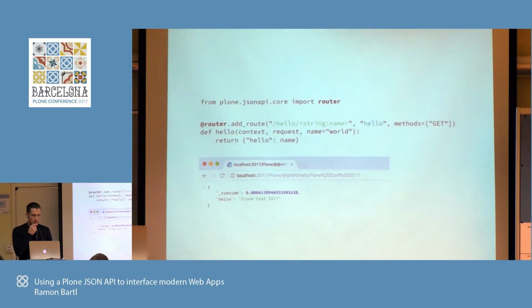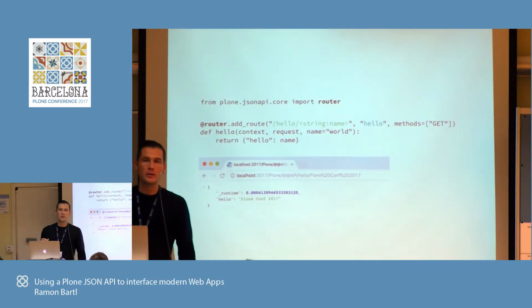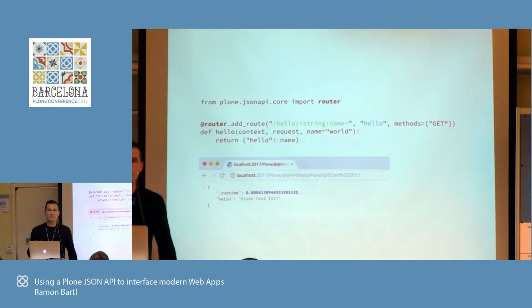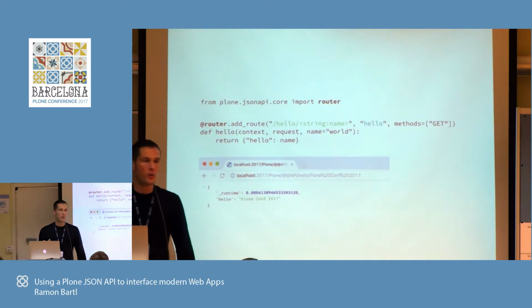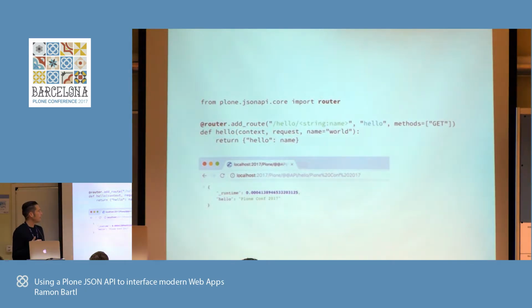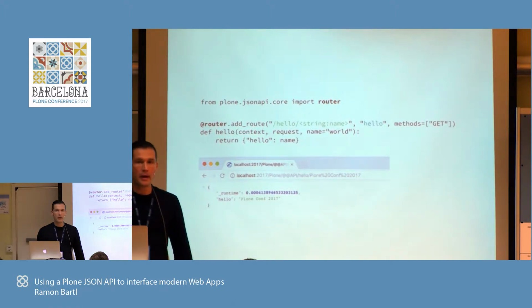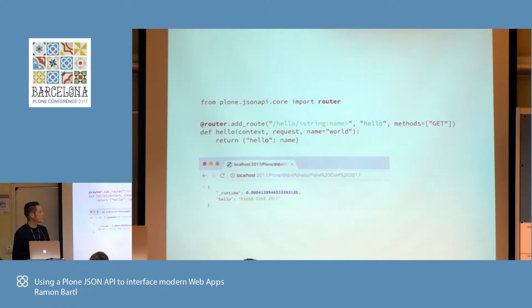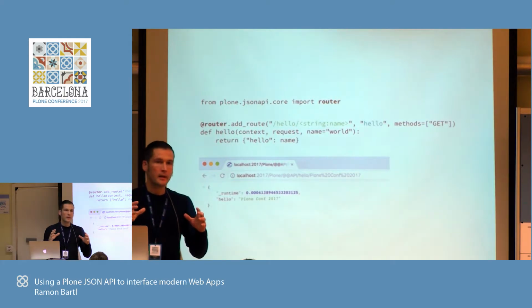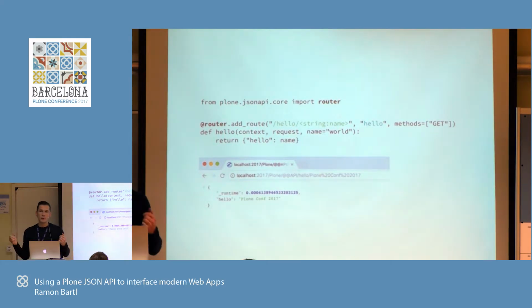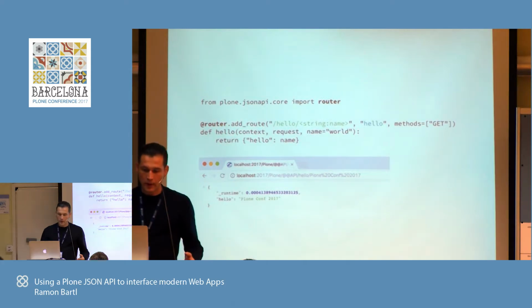This is a code snippet of how you can register a simple view endpoint in Plone using Plone JSON API core. We add a route called hello, and we get another path segment which is passed as the first parameter to a function called hello, which is below. It simply returns a dictionary, which is transformed by JSON API core into a JSON response. So let's have a try.